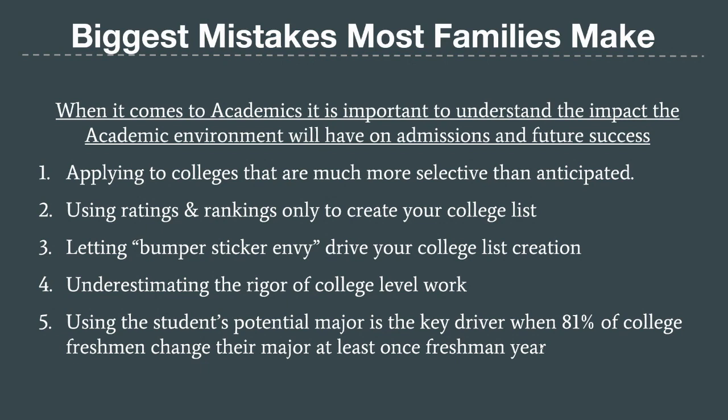Number 4, and this is a very big mistake, especially made by students: they underestimate the rigor of college level work. Oftentimes, students will say, as they're putting a list together, I don't want to go to that school. And when you ask them why, they say that's not a good school. And most of the time, when you ask them how they came to that conclusion, there's usually 2 answers.